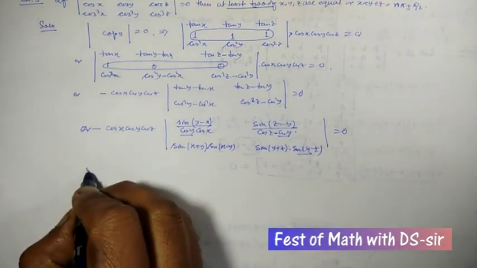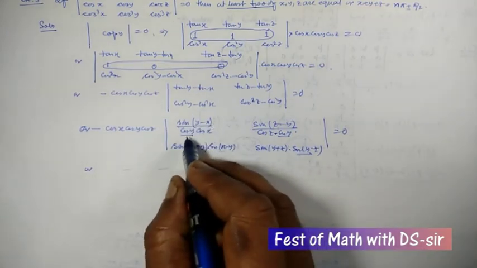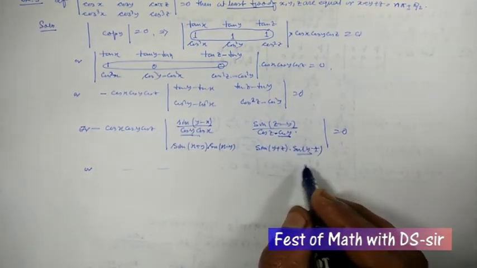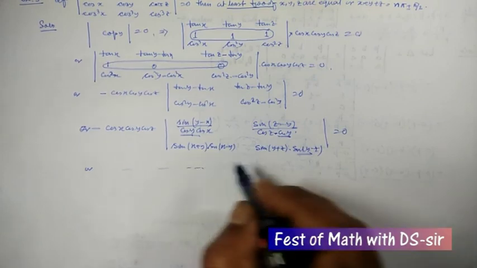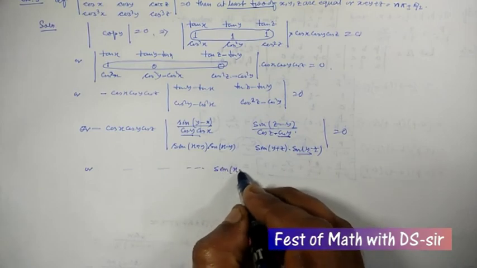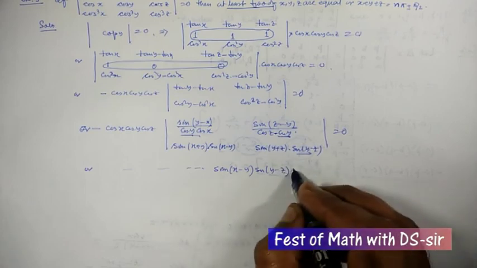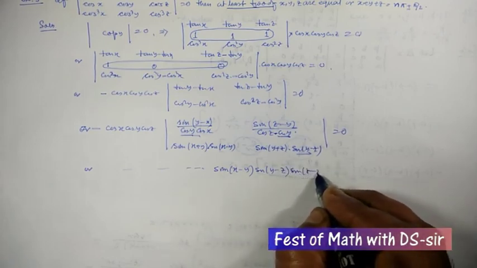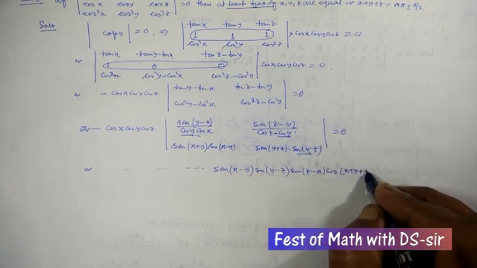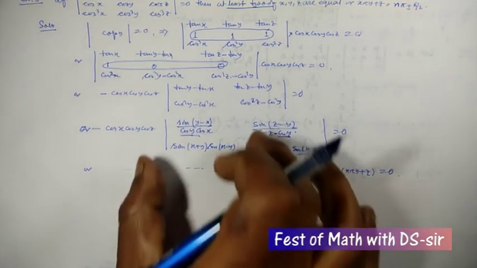So, proceeding this way, we can show that. We can take common this from the first row. And after that, we will expand the determinant. After expanding, what we will get? We'll get this expression: sine of (x minus y), sine of (y minus z), and sine of (z minus x) into cos of (x plus y plus z) equals 0. So rest you have to do.